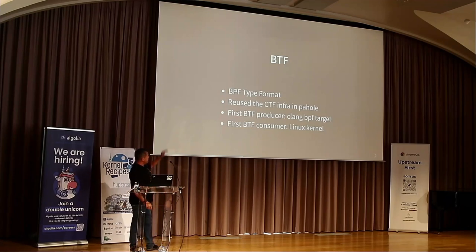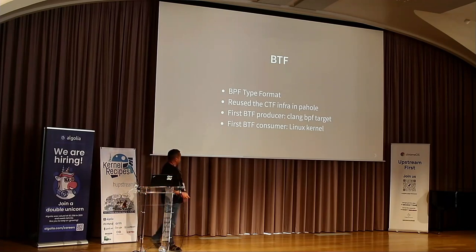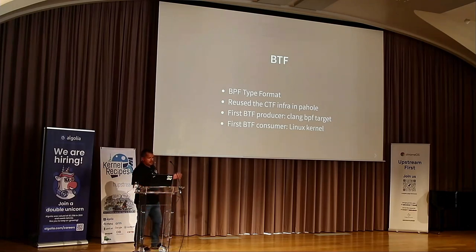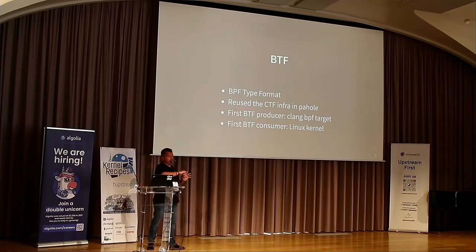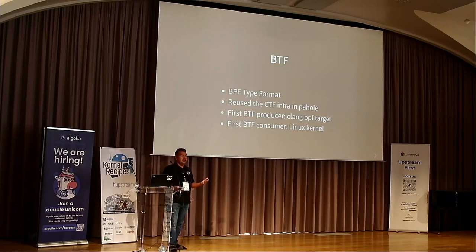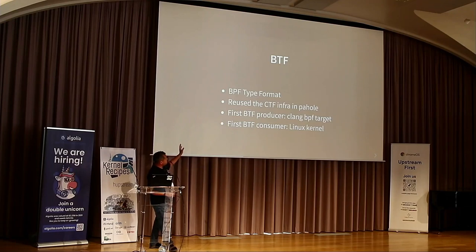From this came BTF, which is BPF Type Format. Basically, it reused parts of the CTF encoder, not the decoder, the encoder, because the first producer of BTF information was clang and pahole. Clang generates BTF, but for the BPF target, for BPF programs. And pahole is used to convert from DWARF to BTF, using libbpf to do the deduplication of all those duplicate types.